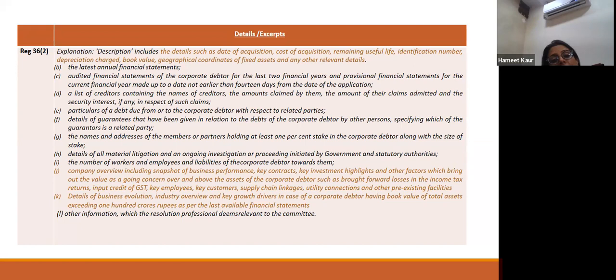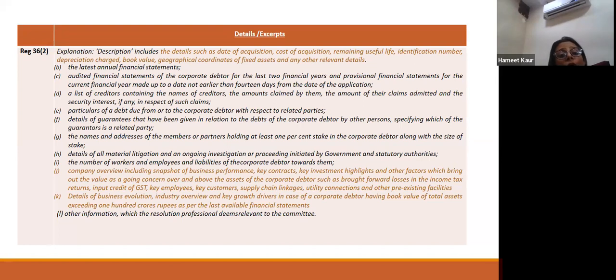A list of creditors containing the names, amount claimed, their claims admitted, and security interest, if any, in respect of such claims. Sometimes what happens is that the creditors are appearing on CERSAI or the MCA in the charge details, but they have not filed any claims. So they will also fall under the contingent claim, or that information must be given in the IM stating that despite the fact that the charge has been created, no claim has been filed by such and such financial institution or a secured creditor.